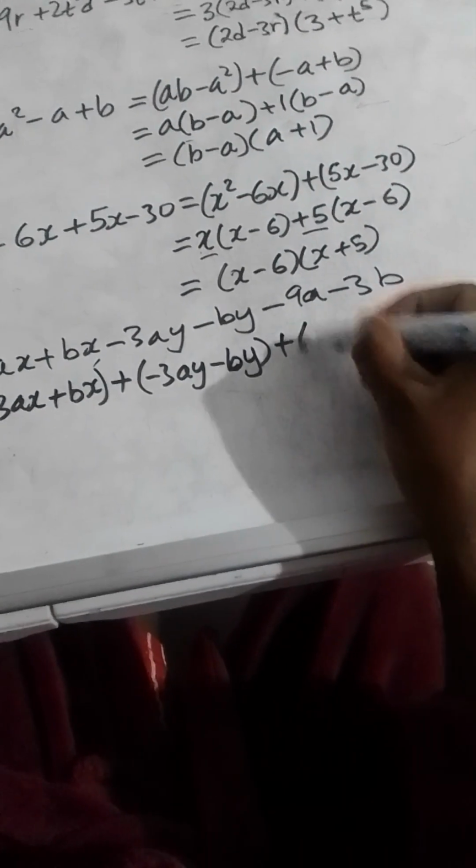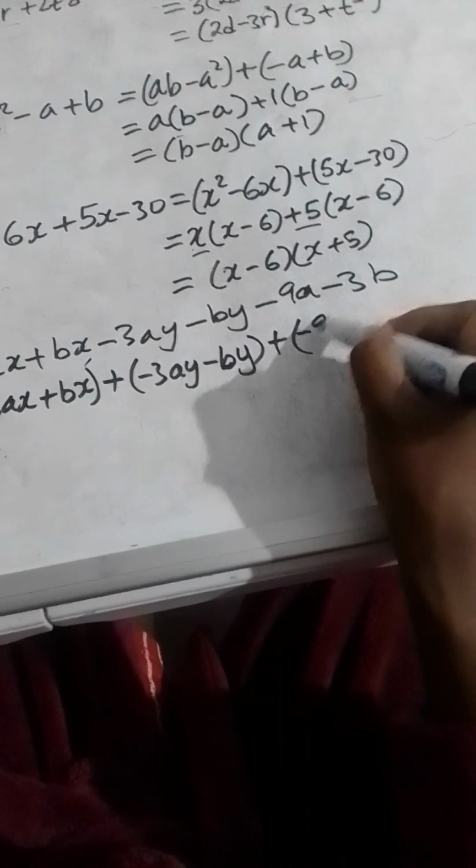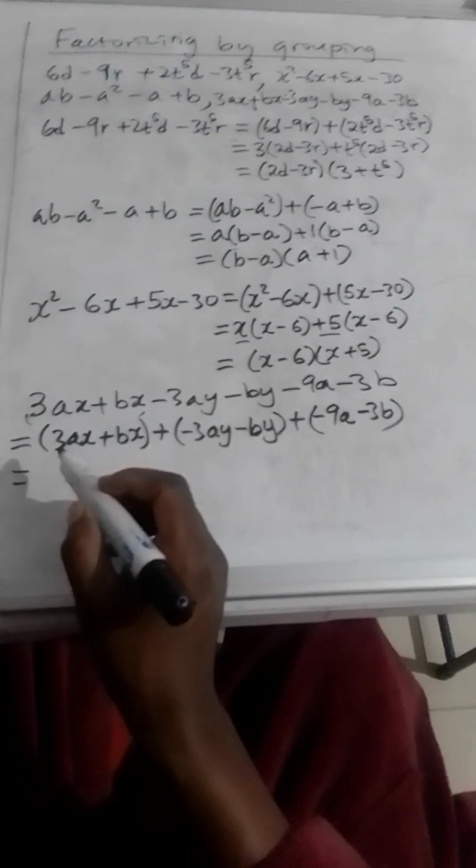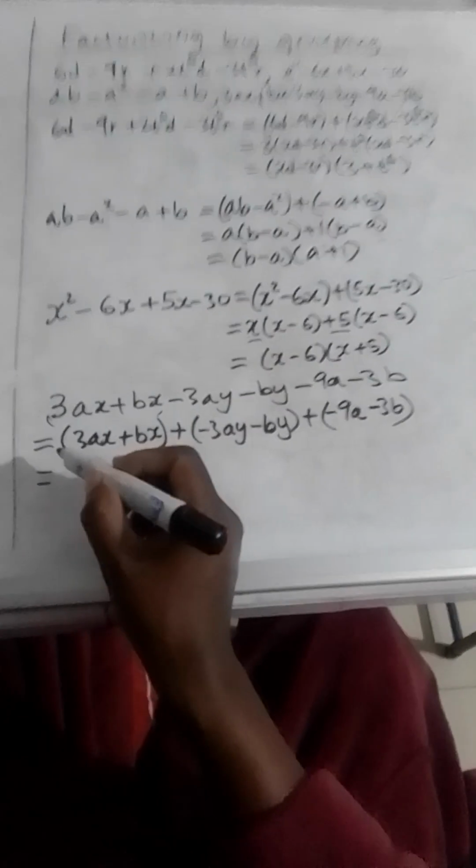Plus, you always have a plus between the groups. Negative 9a. You see I took that negative there. Minus 3b. So that's the first step. We've grouped in pairs. We'll do this one again by grouping in triples just now. Sorry, the second step, after grouping, is to factorize each pair.